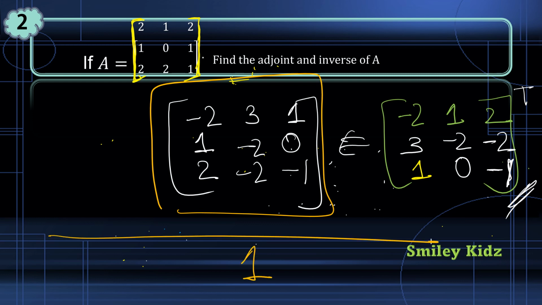What is determinant of A, everyone? That was 1, isn't it? Now if you divide everything by 1, you get the same thing, right? Minus 2 by 1 will be minus 2, 3 by 1 will be 3, 1 by 1 will be 1. So this matrix is both the adjoint and inverse of A.